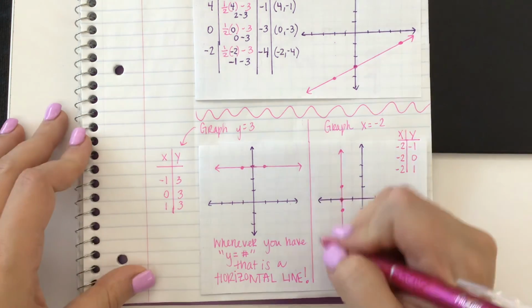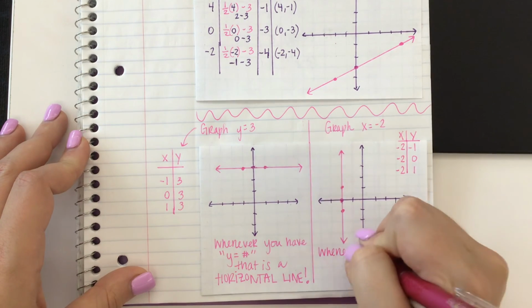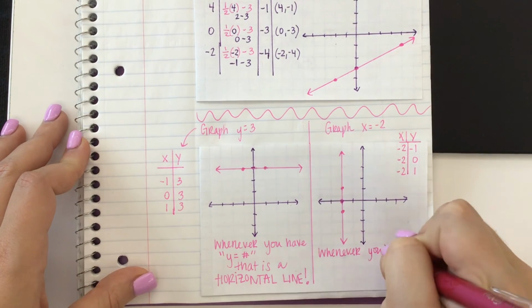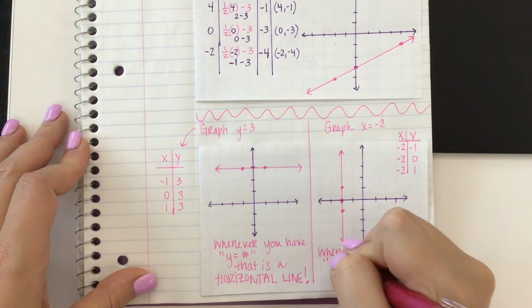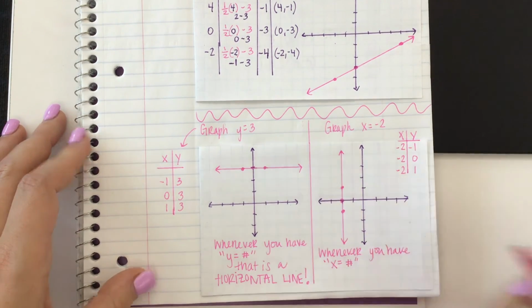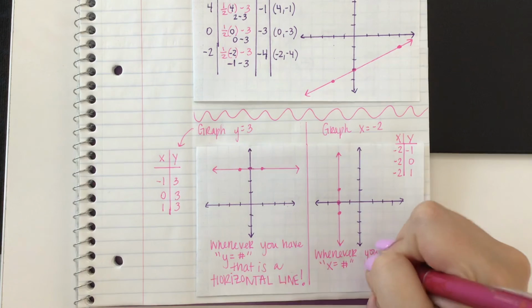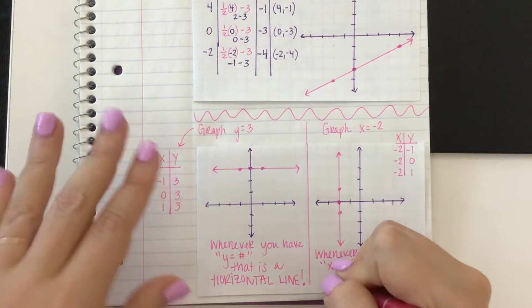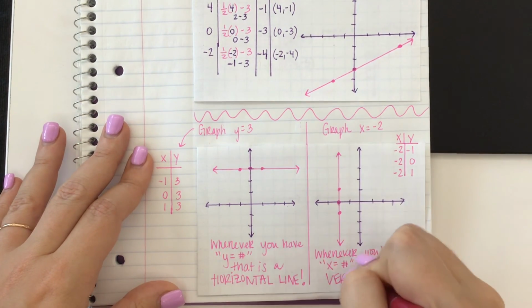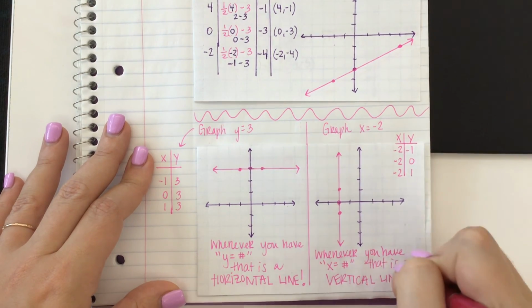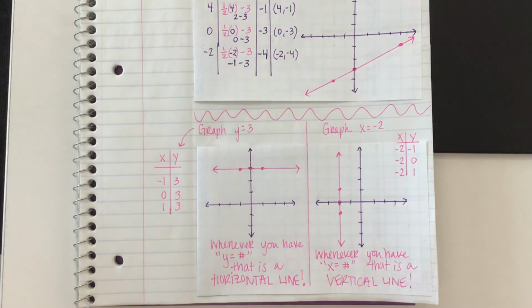And a hint to write down: whenever you have x equals a number, that is a vertical line. So whenever you just have y equals a number, that's a horizontal line through that number. And whenever you have x equals a number, that's a vertical line through that number.